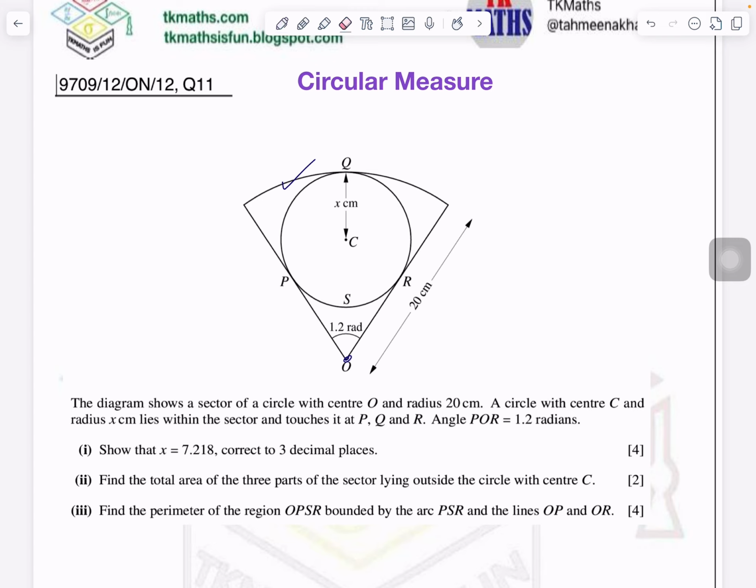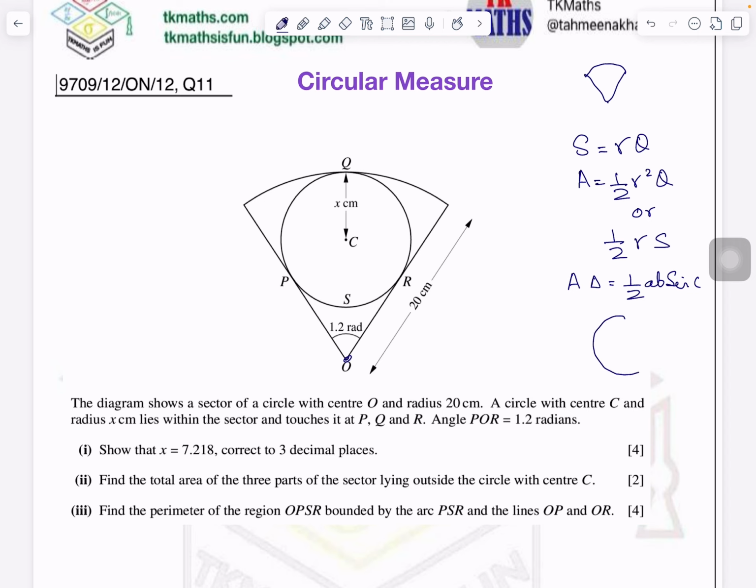Now before you solve any circular measure question, what you need to recall is very, very important. So few things: s equals r theta, which helps you to find the arc length of the sector. Then the area of the sector, which is half r squared theta, or you can use half rs. Two formulas. Then the area of a triangle, which is half ab sine C. And then a very important property of a circle, which is that the radius and the tangent always make 90 degrees.